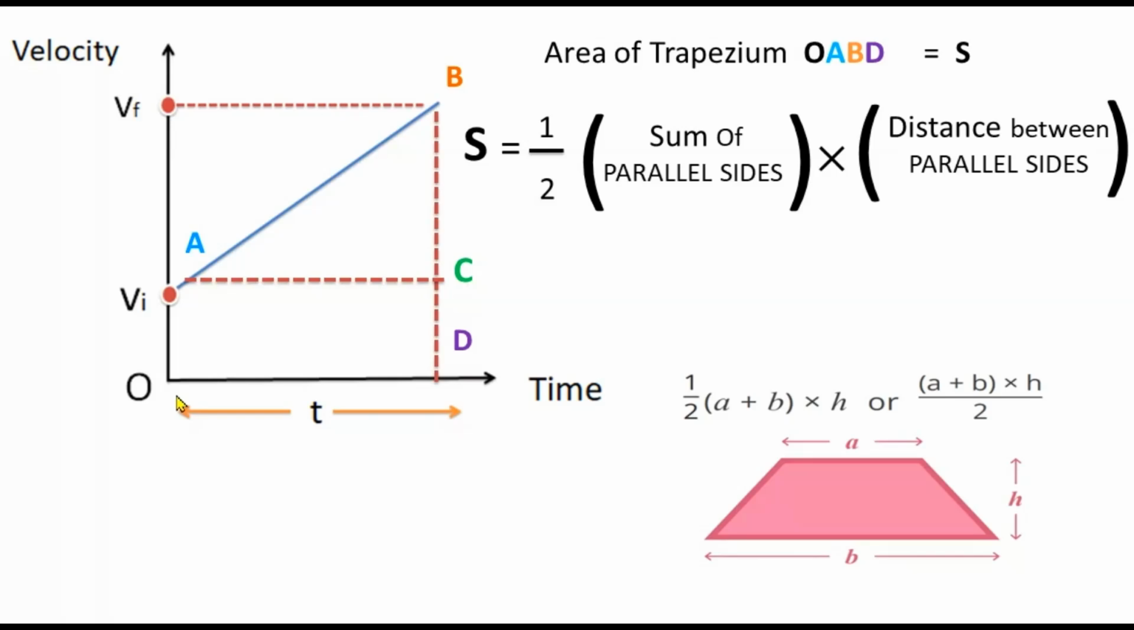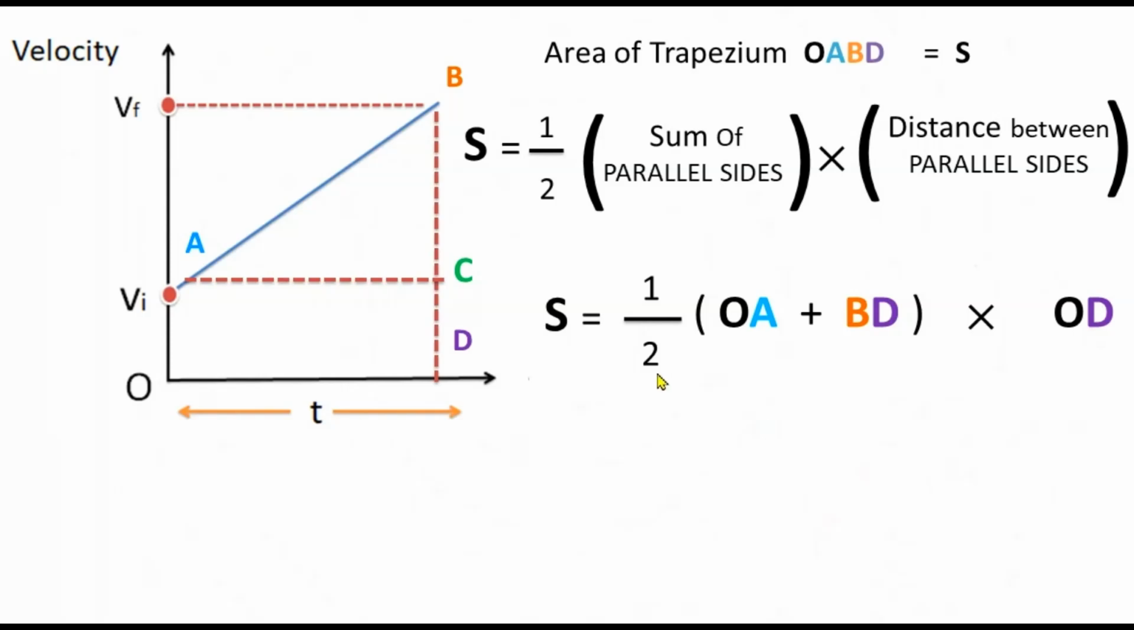So the formula will be the half of the sum of the parallel sides. Here the parallel sides of the trapezium are OA and BD, multiplied by the distance between the parallel sides. The distance between these two parallel sides is named as OD. So by putting these values in the formula, we get this equation.